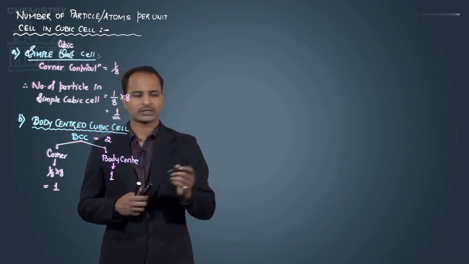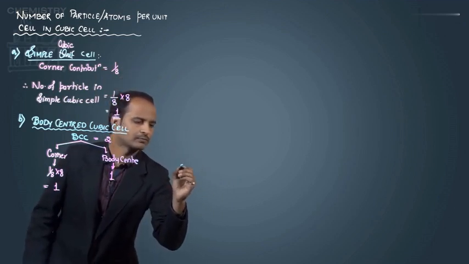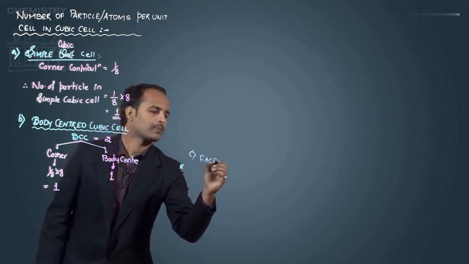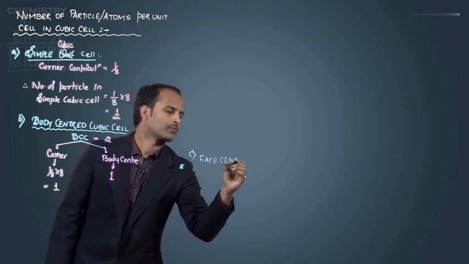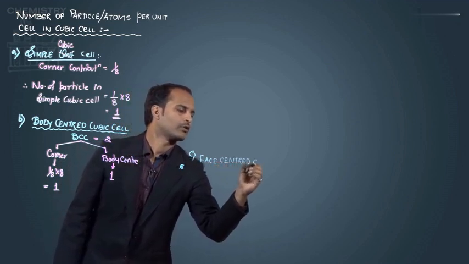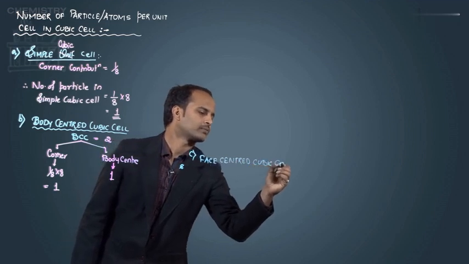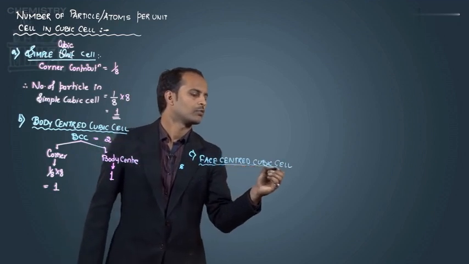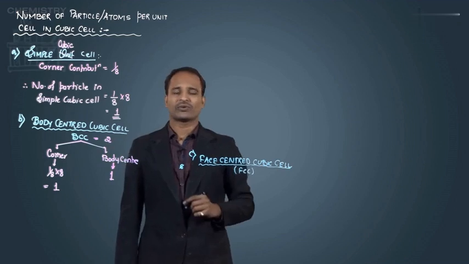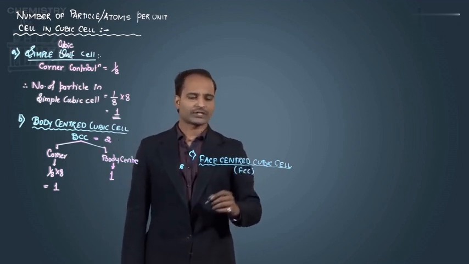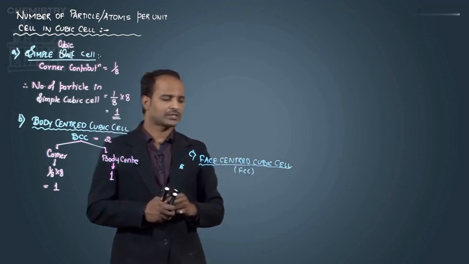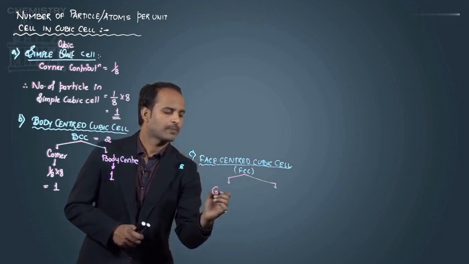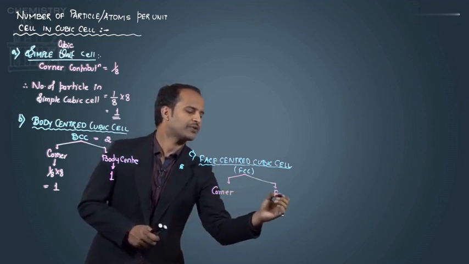Then the third which we have is face centered. Face centered cubic cell. So the face centered cubic cell is also known as the FCC unit cell. Now in case of the FCC unit cell, the particles are present on the corner and at each face center.